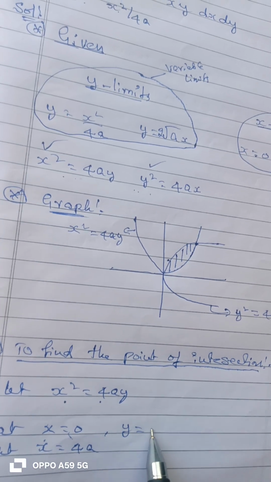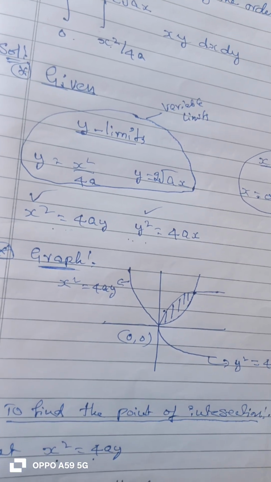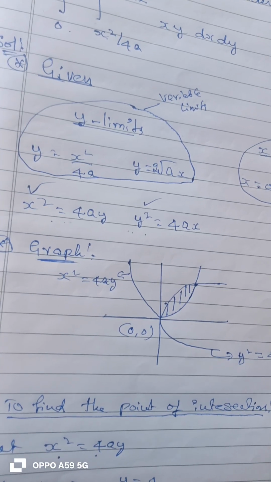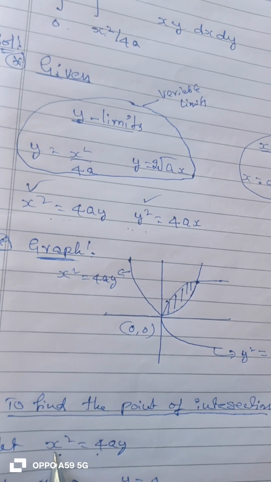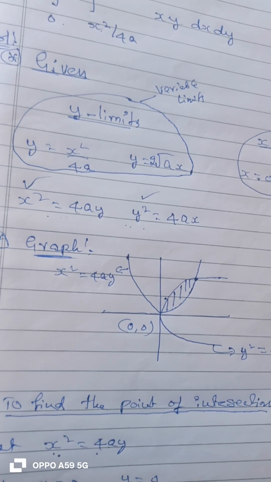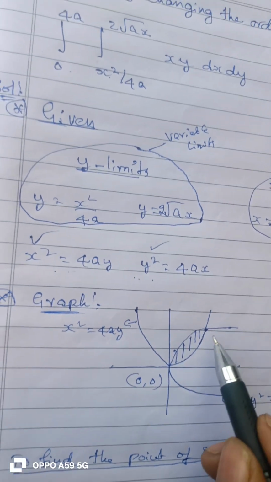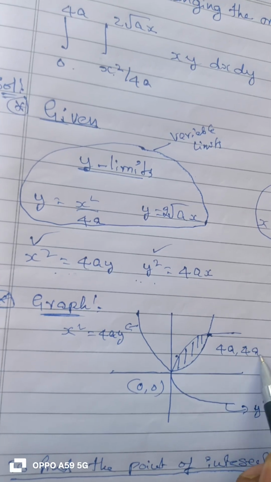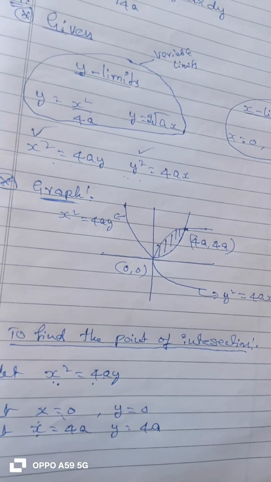y you will get 0. It means the point of intersection is x is equal to 0, y also I am getting 0. Next, in the place of x, if you substitute 4a, it will become 16a square, which means y is equal to 4a. Now this point is x is 4a, y also I am getting 4a. This is the way we need to find the point of intersection.